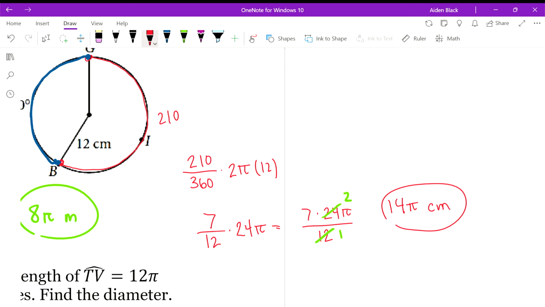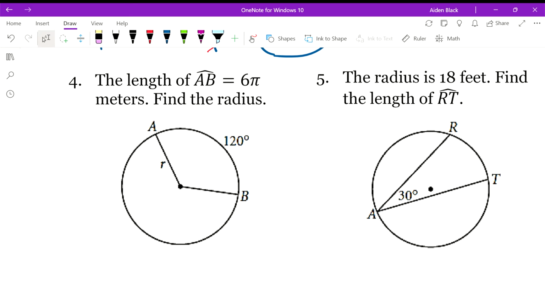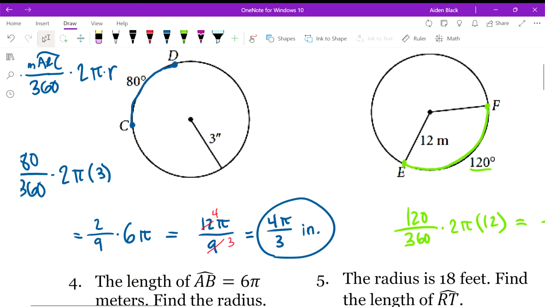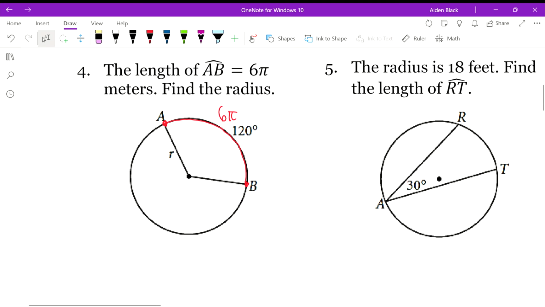I think we should cruise through 4, 5, and 6. So we're given the length of AB. So this is different from the previous questions. We're given the arc measure, but here we're given the arc length. So from A to B is 6 pi units. So we're trying to find the radius here.